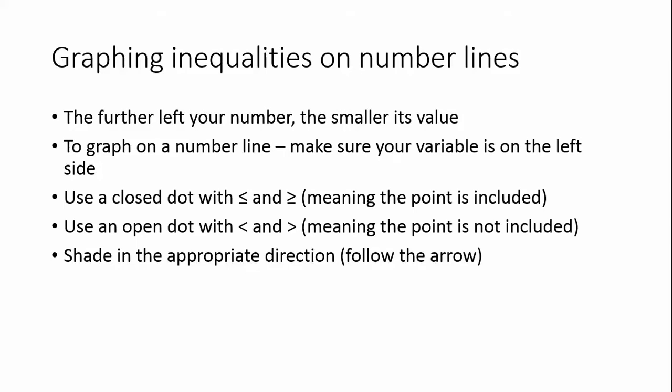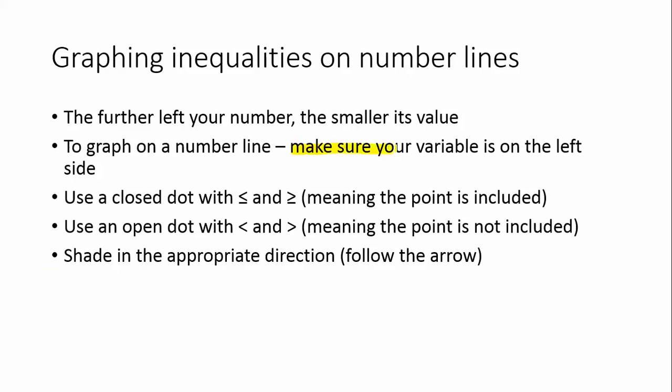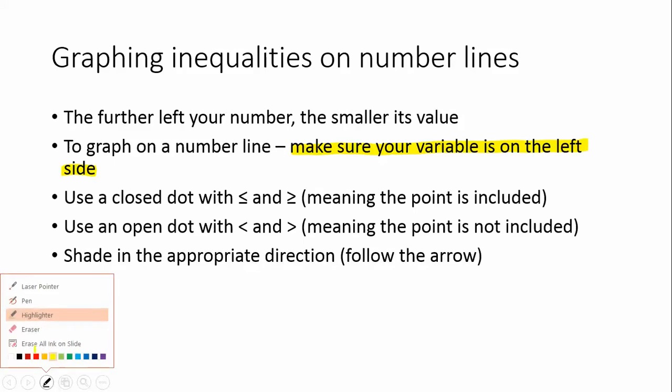Now we need to write some things down about graphing, and I do want you writing all of this down. We review this almost every day as we graph, but this is the only time I'll have you write it down. So remember how a basic number line works. The further left you go on a number line, the smaller the number is. The other important piece is that when we graph on a number line, we want to make sure that the variable is on the left. And I'm actually going to highlight this because this is something I require you to do once we start solving equations. Your variable has to be on the left-hand side.